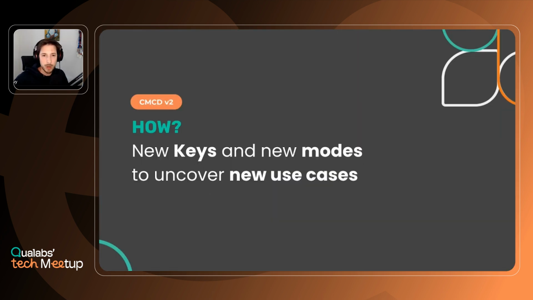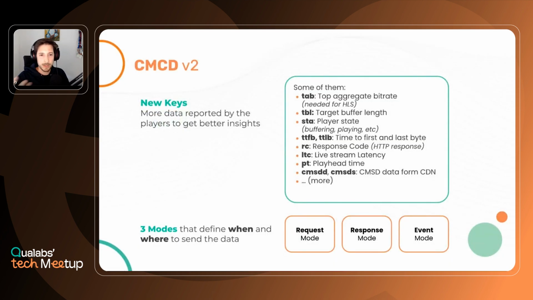How are we going to make CMCD version 2 better? We are going to add new keys and new modes. These are some of the new keys I'm listing, and there are a lot of new keys, but I'm just mentioning some of them, for example, player state. Now we are going to say the player state, whether it's buffering, playing, or whatever. Also, we are going to send information about the first time download and when it was received, and other information like playhead time and live streaming latency.